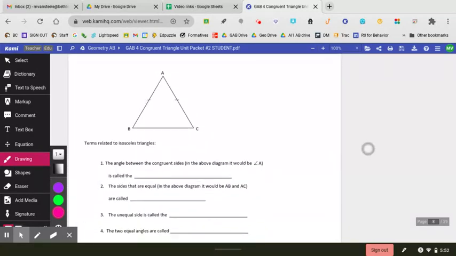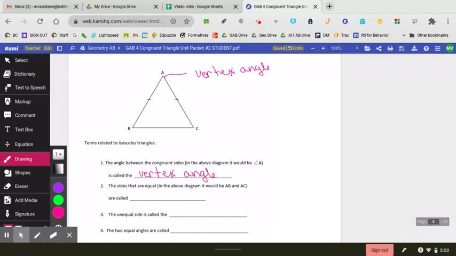So now let's talk about different words in terms of isosceles triangles. The angle between the congruent sides, up here it would be A, is called the vertex angle. So this is the vertex. Doesn't matter if it's up top or not. It's the one that's in between the two congruent sides.